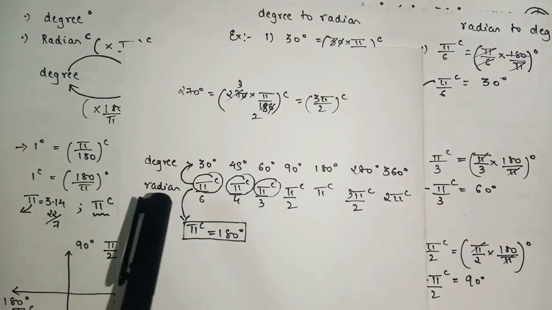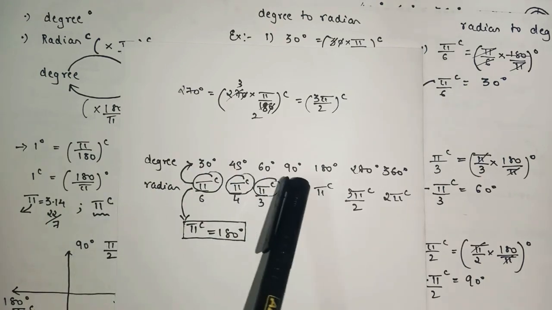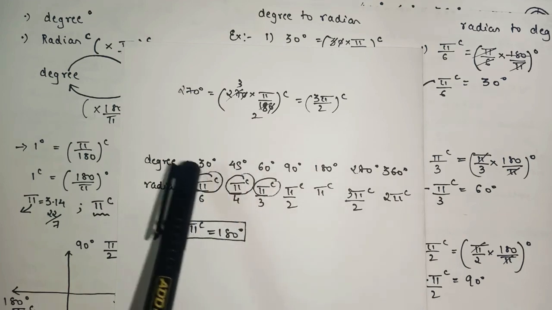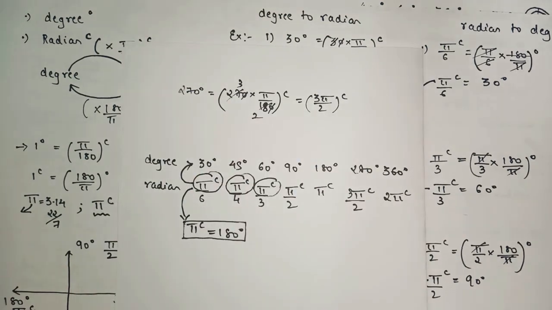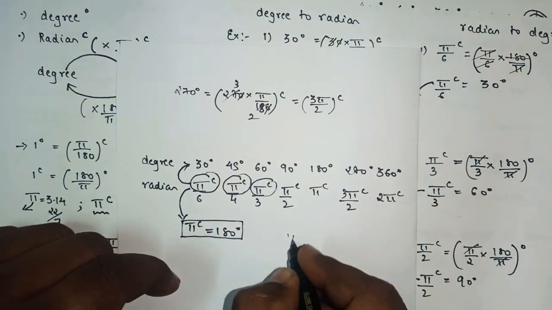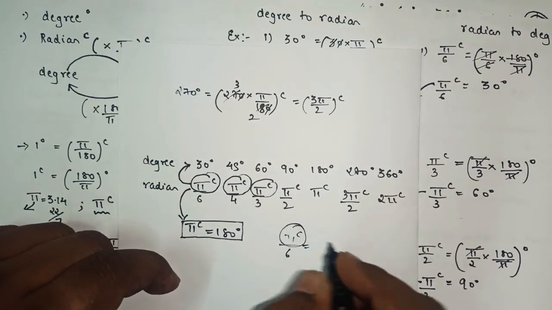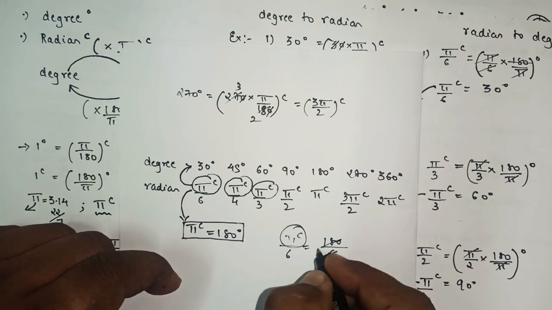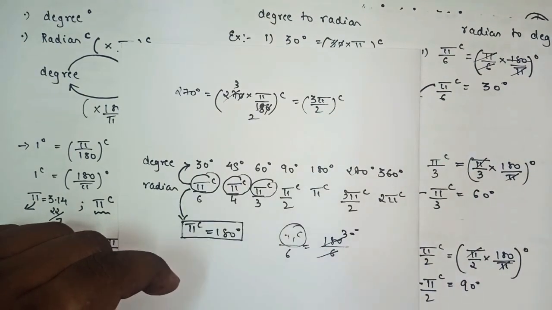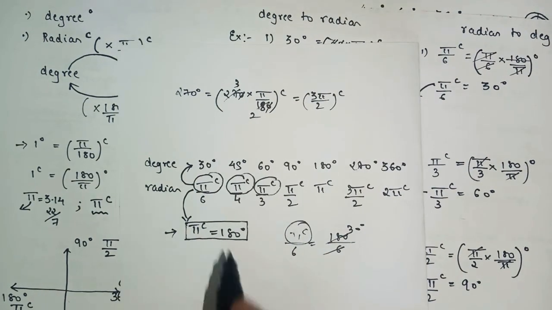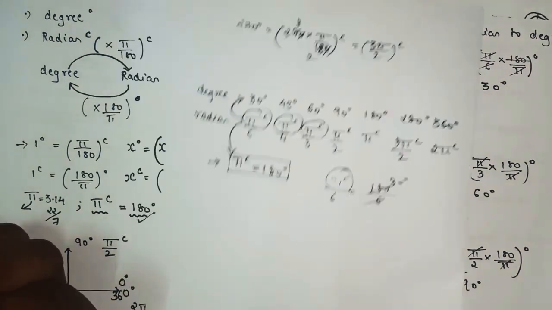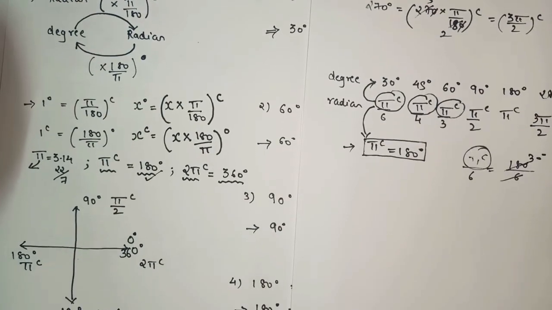Just remember, this pi c is 180. If you replace pi everywhere by 180, you will get the answer in degree. For example, in pi c by 6, pi c we can write as 180, so if you cancel, you will get the answer 30 degree. That's why I told you to just remember that pi c is 180.